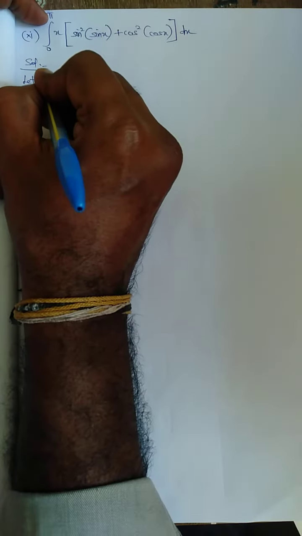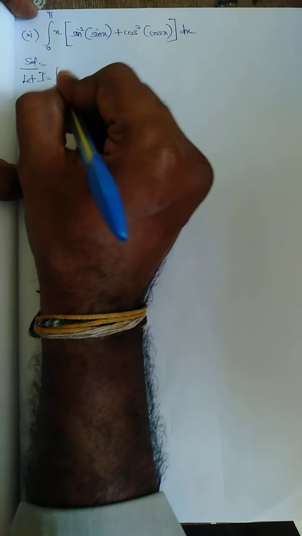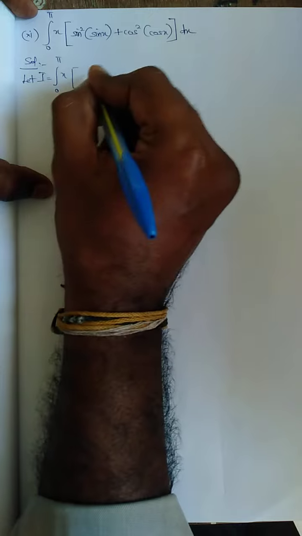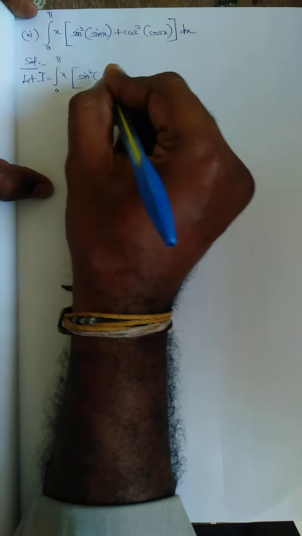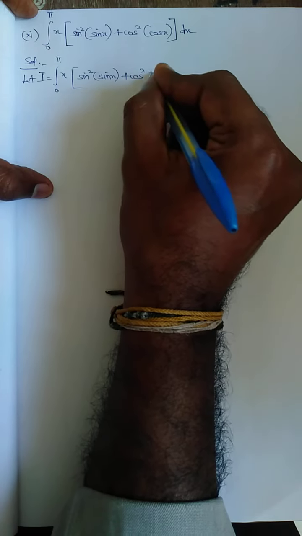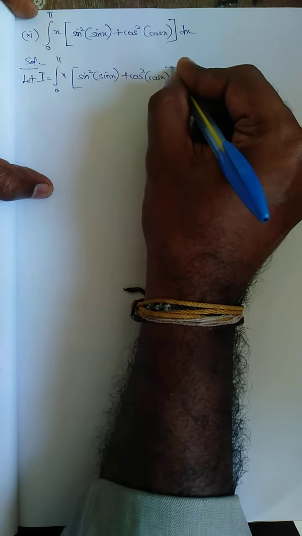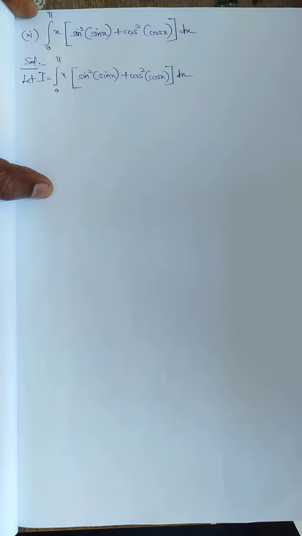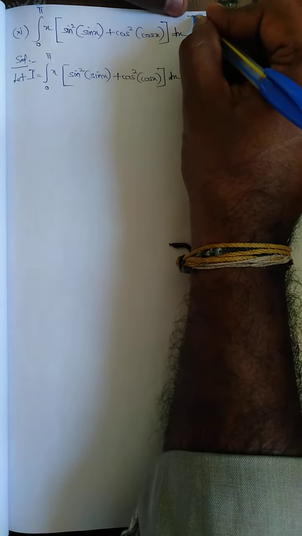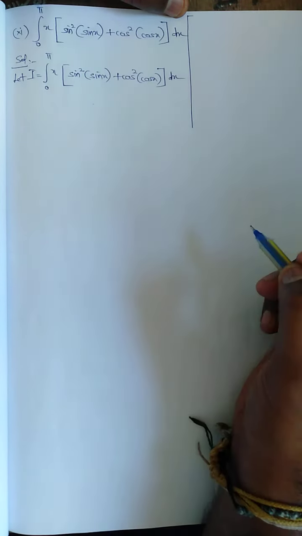Let I be equal to the integration of 0 to pi of x times the bracket, sine square of sin x plus cos square of cos x, close the bracket, dx. So I am going to use the property. This property is well known to you. We have used it many times. The same property I am going to use here.